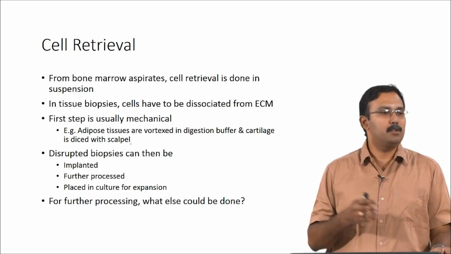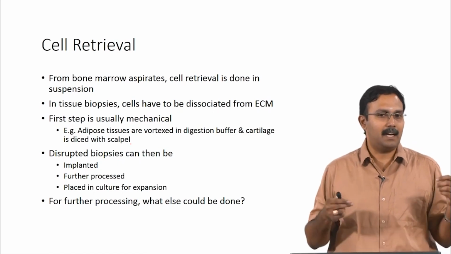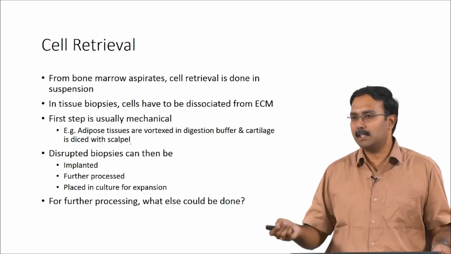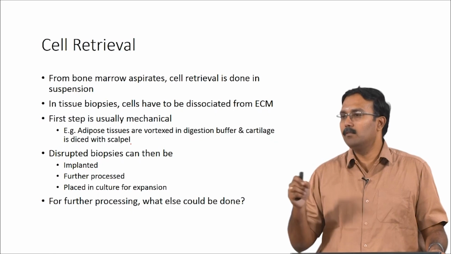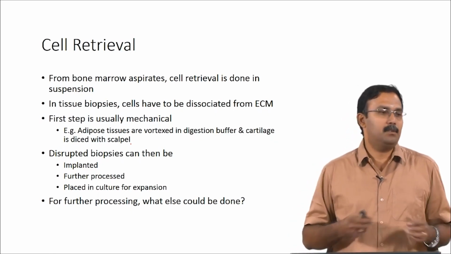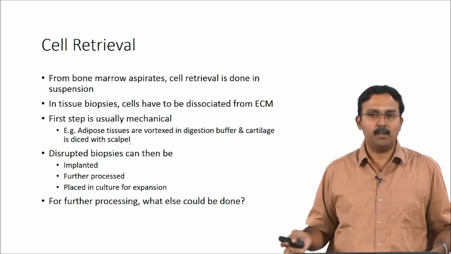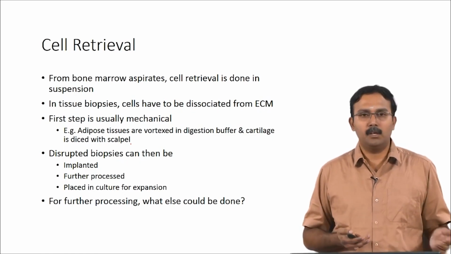So, the first step is usually mechanical. You could either have vortexing with digestion buffer or just dicing with a scalpel and so on. Those are simple techniques to try and remove as much of the ECM as possible. The disrupted biopsies could then be implanted or further processed, or placed in culture for expansion as well. So, what else do you think you can do for further processing?